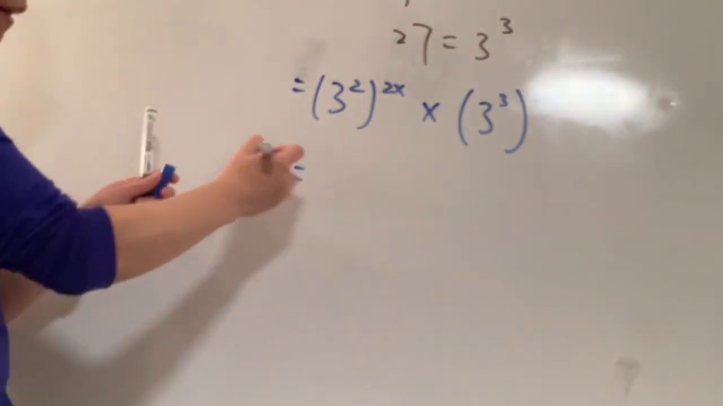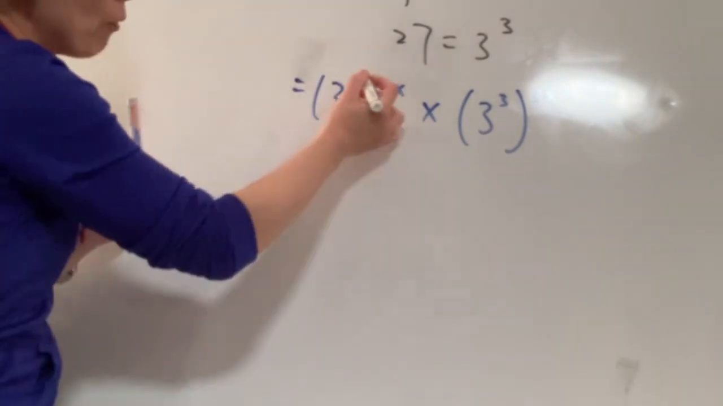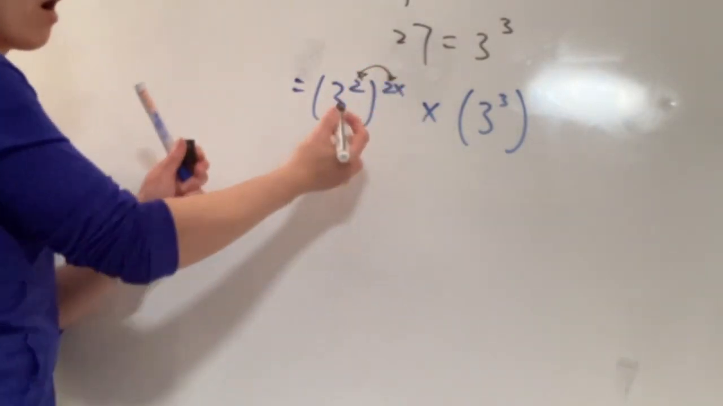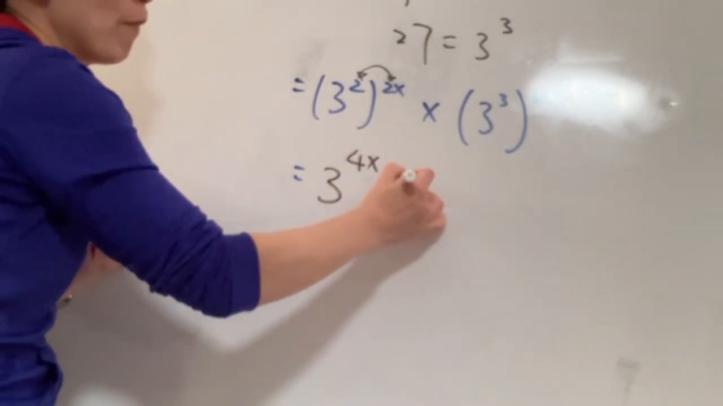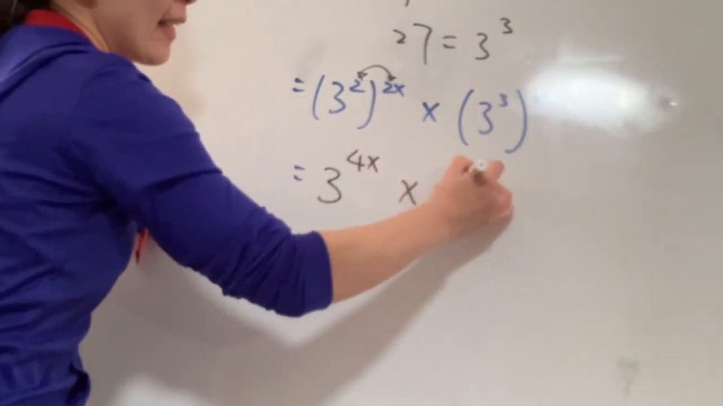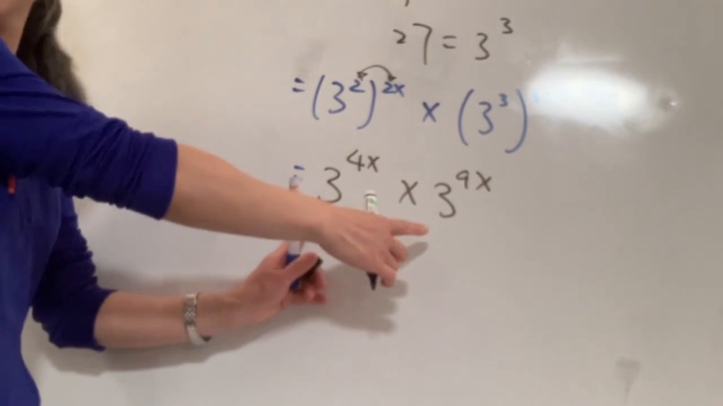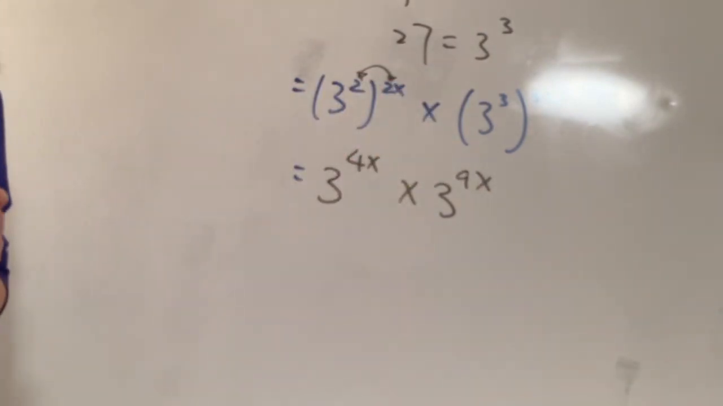Right, so if I do that, these two numbers, what can you do? Yeah, timesing, that's right. So you are going to have 3 to the 4x, times it by 3 to the 9x. Now they have the same base, you can add up the number.